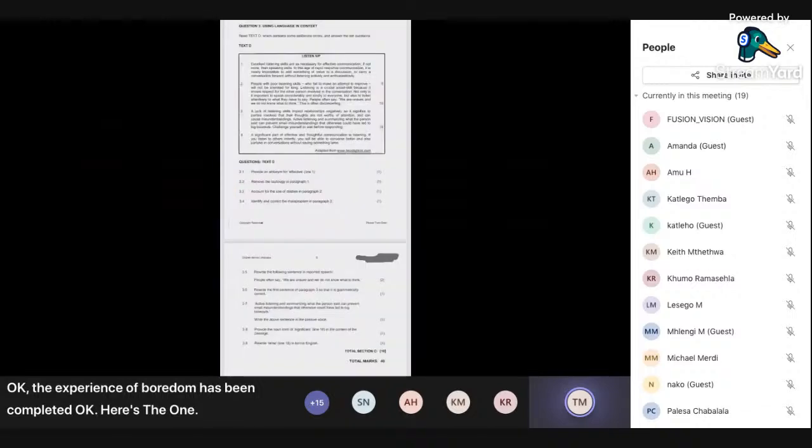Listen up is our next text. Excellent listening skills are as necessary for effective communication, if not more than speaking skills. In this age of rapid response communication, it is nearly impossible to add something of value to a discussion or carry a conversation forward without listening actively and enthusiastically.